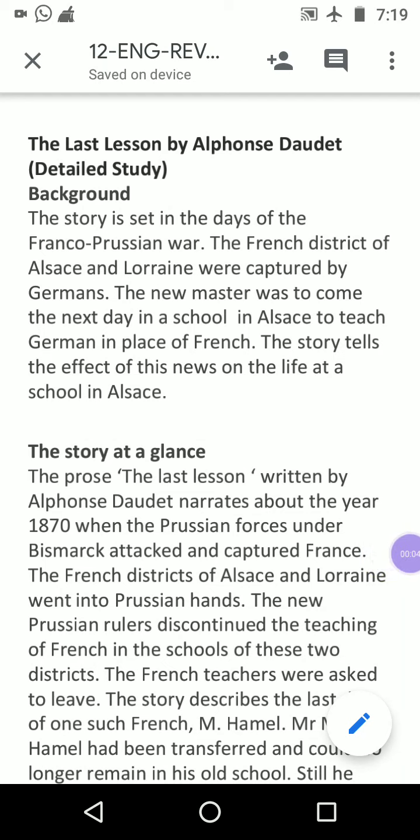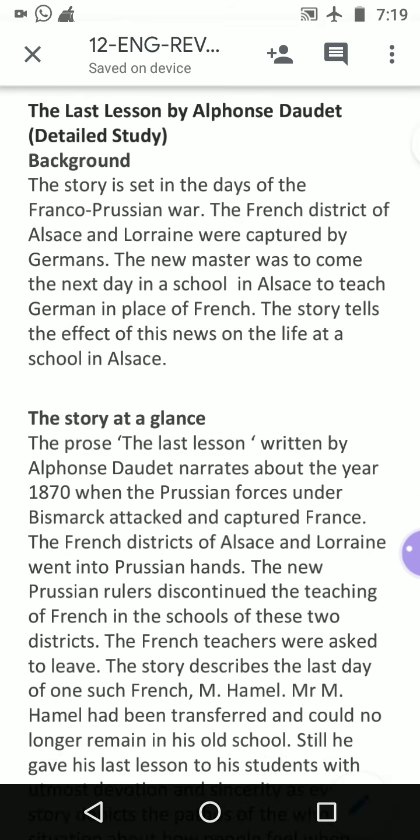Today I am going to explain the chapter The Last Lesson by Alfonso Daudet. And this is the revision work that we are doing. So we'll do it part wise, because in the poetry section, in one class I gave you the explanation of the poem, main theme, literary devices, and of course the NCERT questions and the board based questions from the chapter.